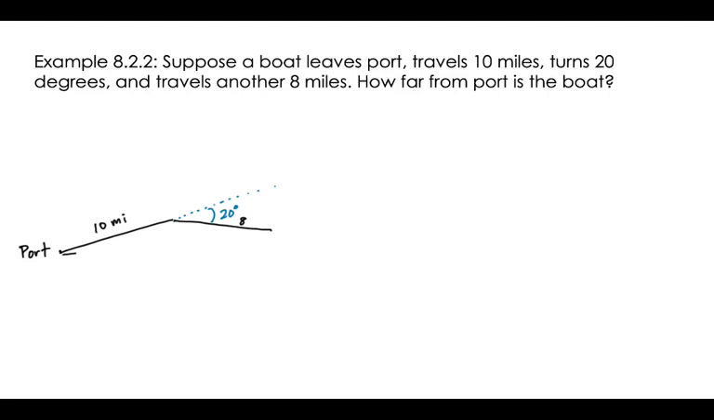So how far is the boat from port? That is going to be this distance here. So here's my boat, after it's traveled 10 miles and then another 8 miles. How far is it from port? You can see this is almost a side angle side. We know 2 sides of this triangle, and we do know the angle between them. That angle is supplementary, so it adds up to 180 degrees with that 20-degree angle. So that's 180 minus 20, which gives us a 160-degree angle.